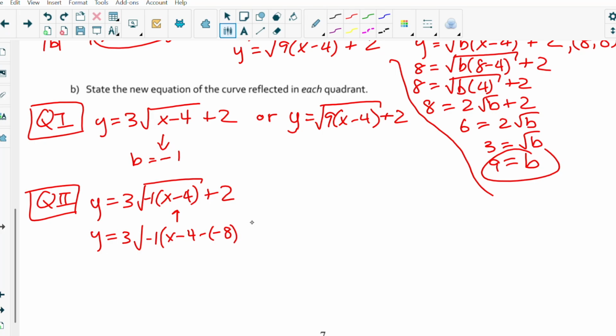Okay, stick with me here. And that's going to be plus 8. So this becomes plus 8. So this all becomes plus 4. Okay. That's quadrant 2.